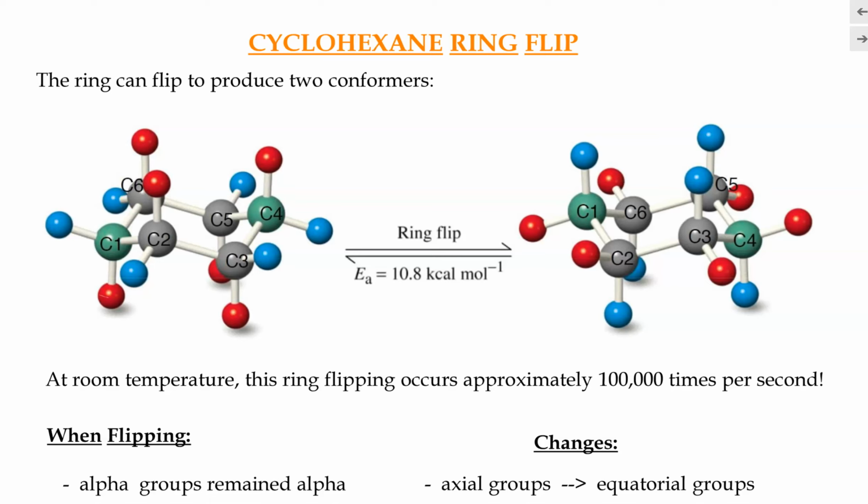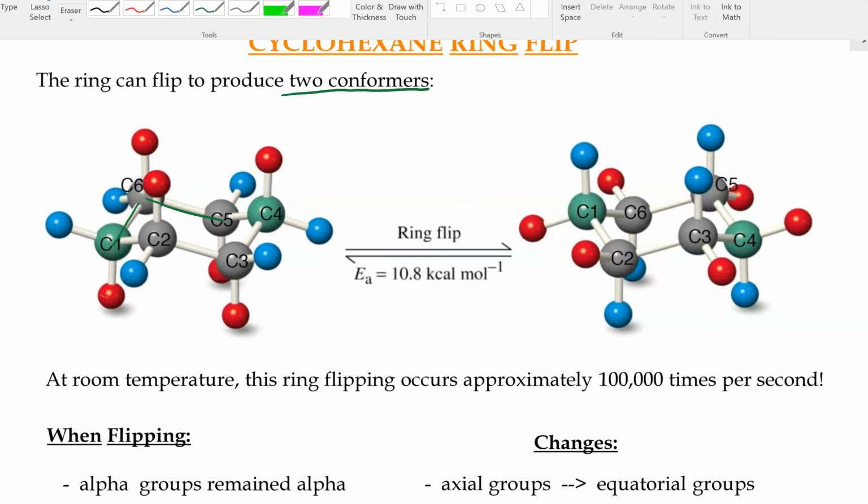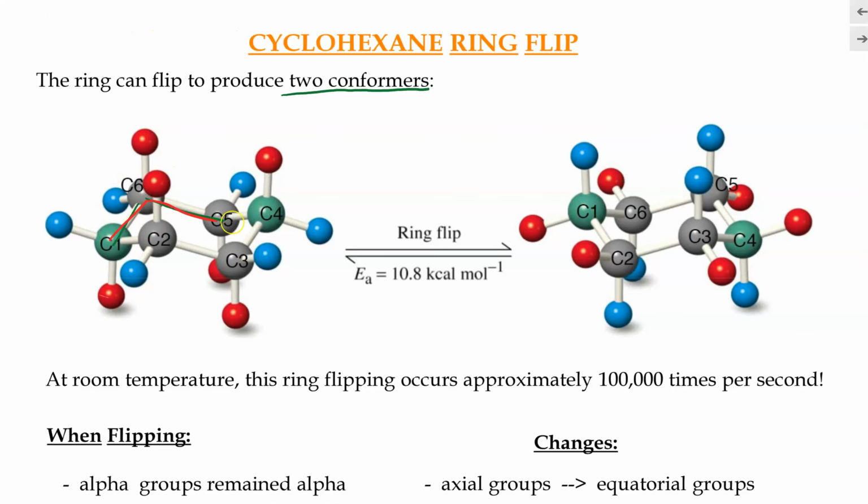In this video, we'll go over what happens when a cyclohexane chair flips. The cyclohexane chair can flip to produce two conformers, and here they are. On the left, we can see that the positions are different. This one looks to be this way, and the other looks to be opposite, or flipped. These are the two chair conformations that we have learned how to draw already.